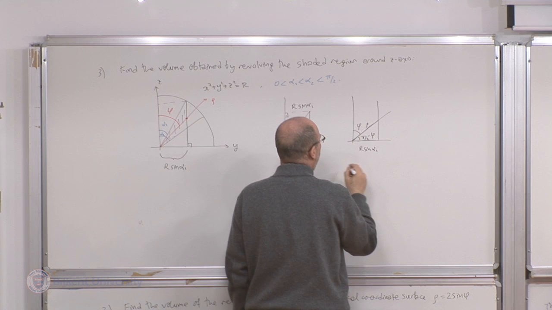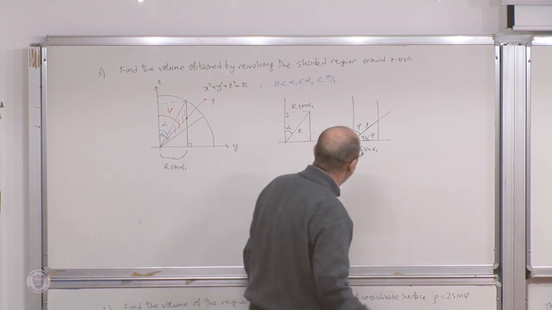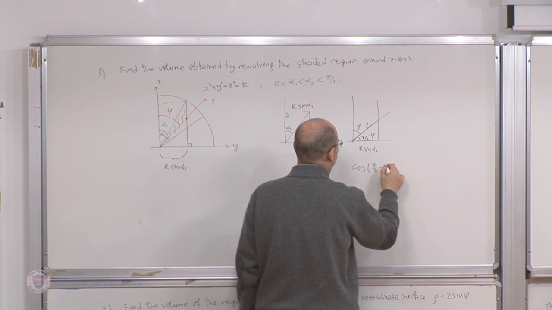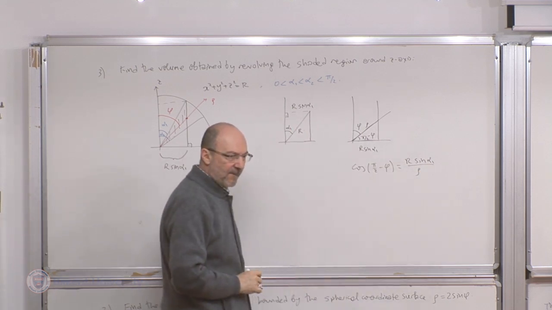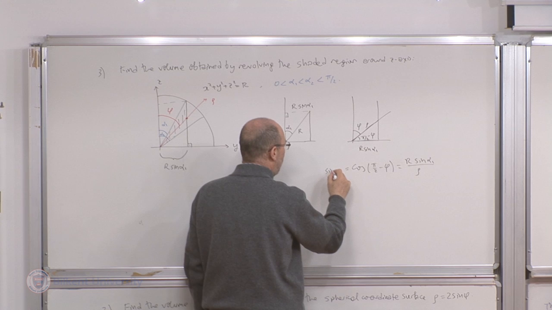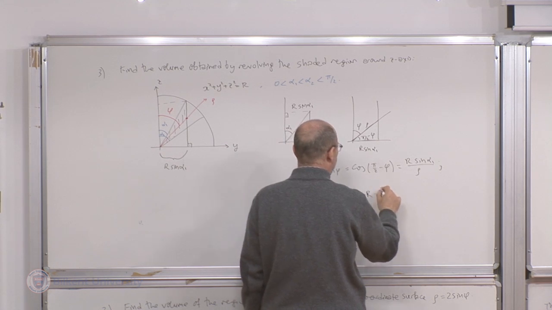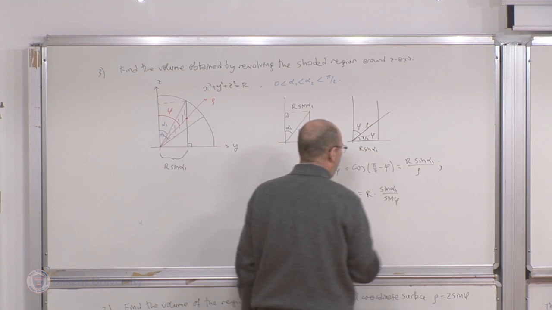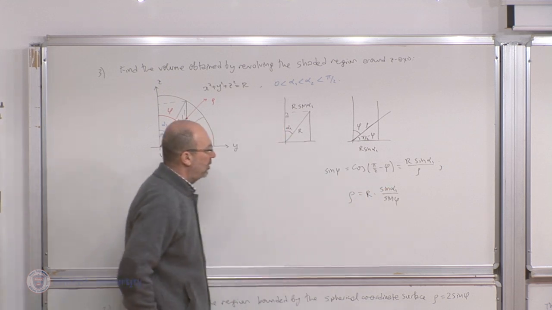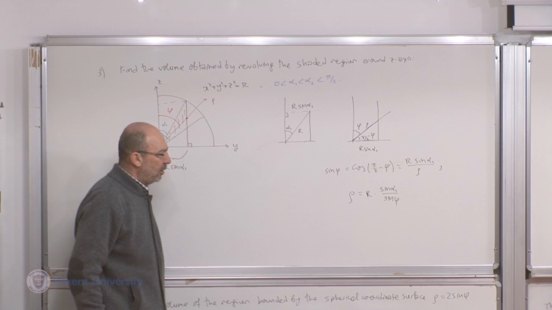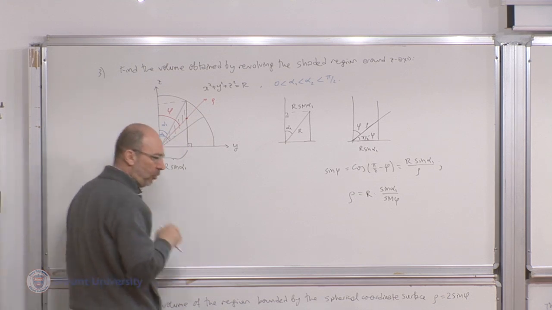So this side is rho. Cosine is given. Cosine of pi over 2 minus phi, which is sine phi, is equal to r sine alpha 1 over rho. So from here, rho is equal to r times sine alpha 1 over sine phi. Here r is constant and sine alpha 1 is constant. We have just sine phi changing as phi changes, and you see phi changes between alpha 1 and alpha 2.